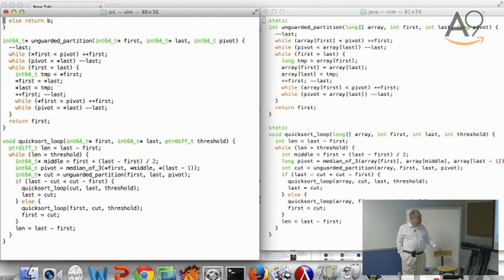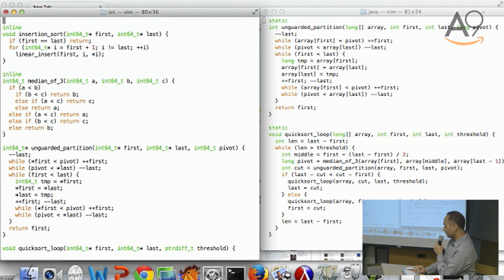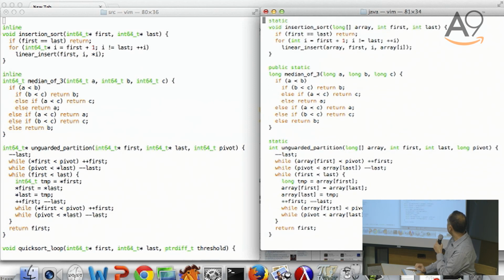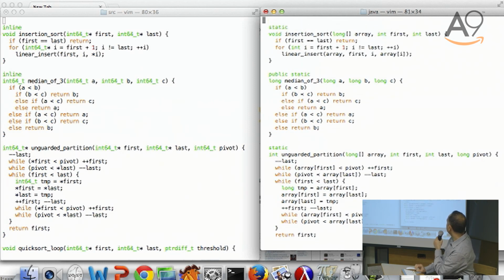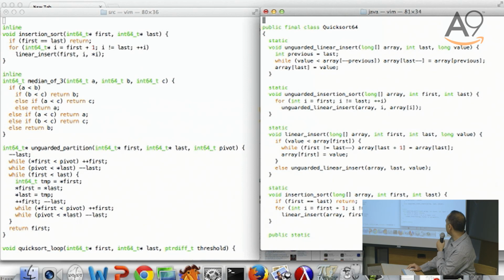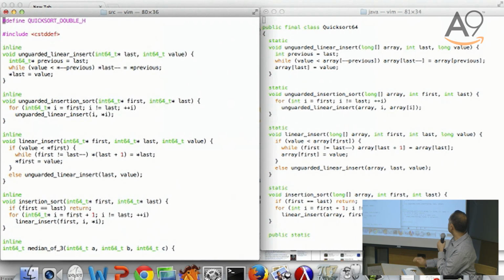So here's unguarded partition, pretty much the same. Median of 3 is literally identical, I think. Let us just look. Yes, short of the long to int64 change, there's no change. And here are our insertion sorts, the same 4 that we had before. And again, you can see it's pretty much the same thing, except that you're indexing an array instead of dereferencing a pointer.